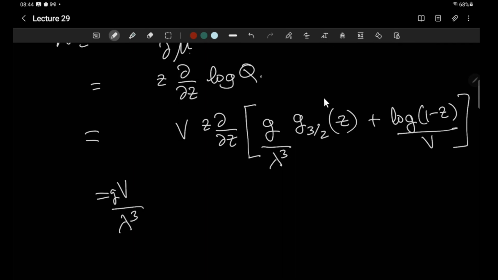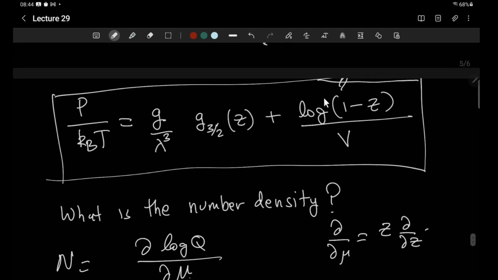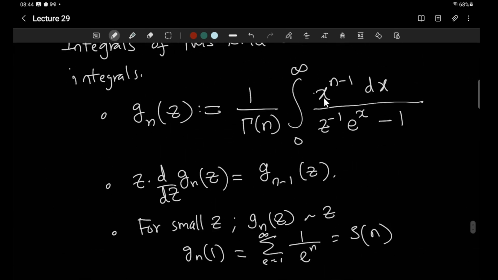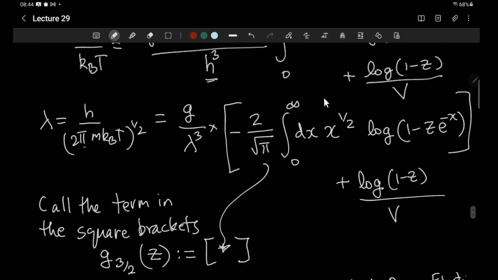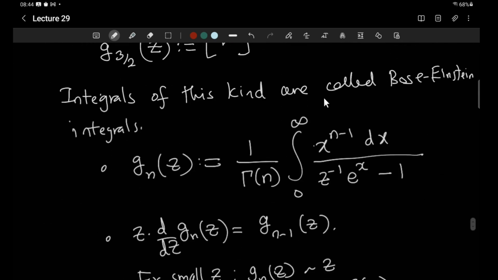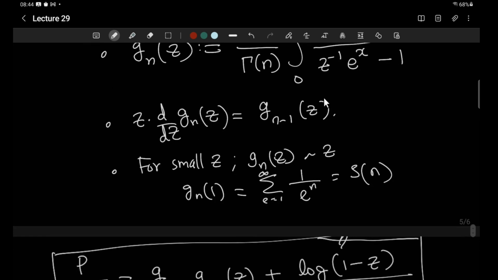What happens to G3 half by Z? Look at this property that we wrote out. Nobody complained. G3 half, there's no logarithm here, okay? But this is exactly what you can do: you can integrate by parts and show that this will become this guy with 3 half for n equal to 3 half. Exercise. We did it last class for photons, right? We had a log and I did integration by parts, remember? So it's the same thing.